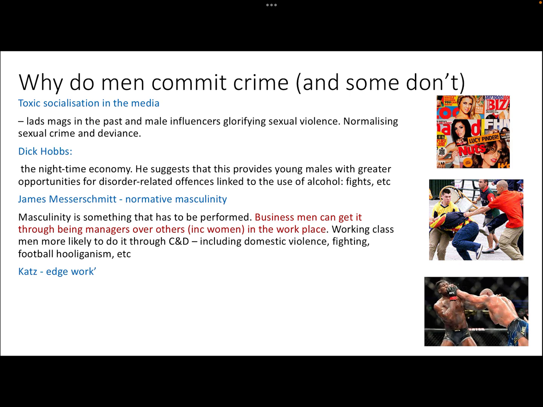Whereas working class men aren't likely to be managers or bosses, and might even have female managers. So as a result, they need to work at their masculinity in other ways. They need to perform their masculinity in other ways.